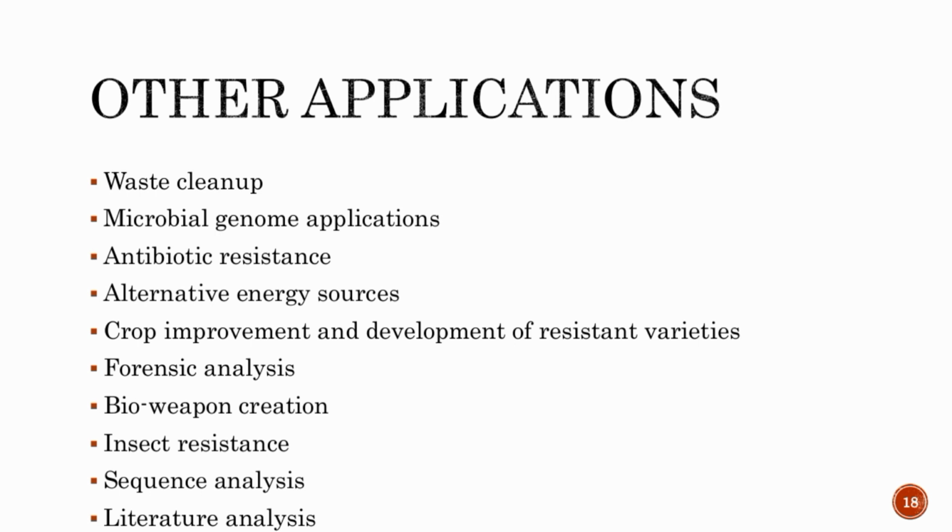Forensic analysis: we can use it in the lab to find out about crimes. Bioweapons creation: we can create bioweapons that are used against living organisms. Insect resistance: we can resist insects and kill the insects. Sequence analysis: we can analyze sequences by using bioinformatics. Literature analysis. That is all about bioinformatics.